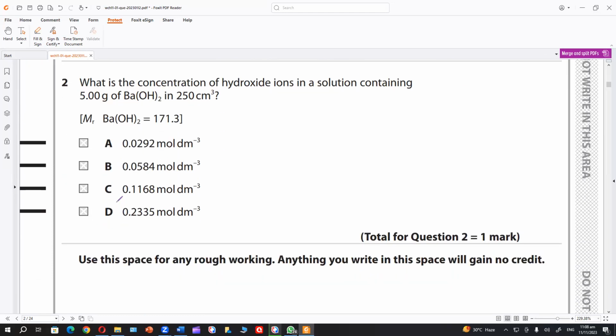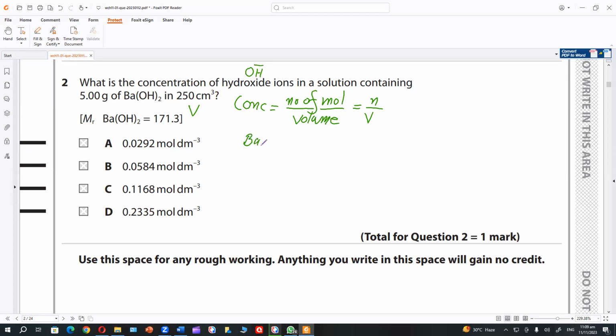What is the concentration of hydroxide ions in a solution containing 5 gram of barium hydroxide in 250 cm3? He has given the MR and he's asking for concentration. Actually, this concentration is number of mole upon volume. So concentration is equal to number of mole upon volume. So the plan, hydroxide ion in a solution of this. He has given me 5 gram of barium hydroxide. I have the volume, and I just need the number of moles of hydroxide ions.